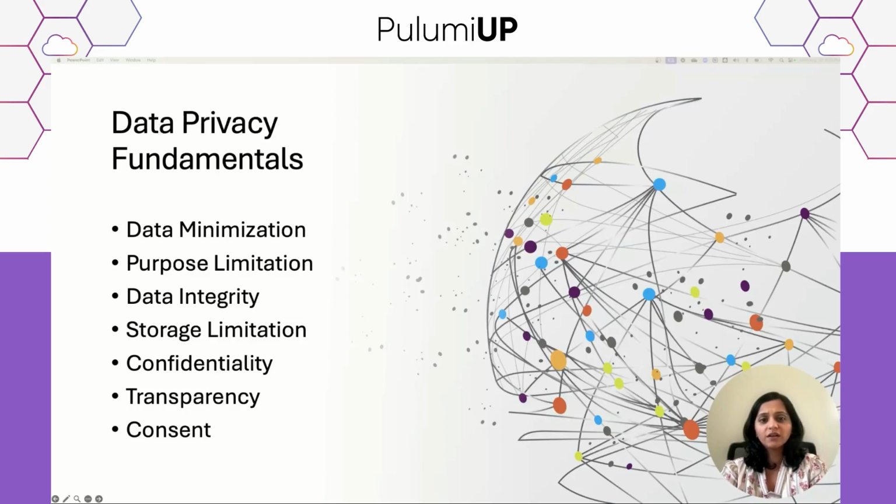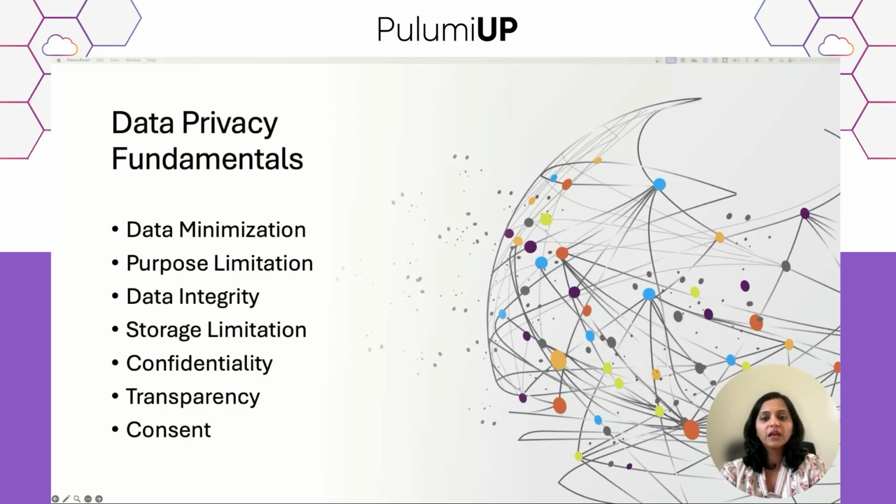Storage limitation ties in closely with minimization. It's about not keeping data longer than necessary. Once an LLM is trained, do you still need to keep all the raw training data indefinitely? Confidentiality is important. It's about protecting data from unauthorized access or disclosure. This is particularly challenging for LLMs given their ability to memorize and potentially reproduce training data.